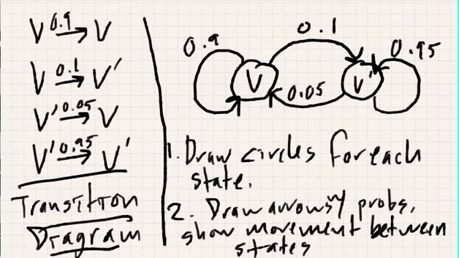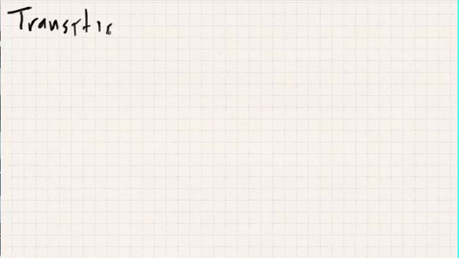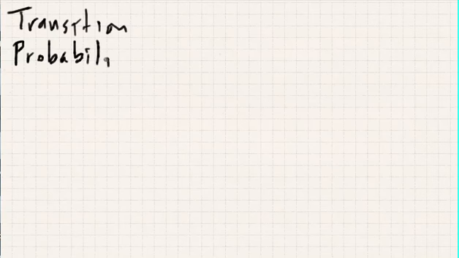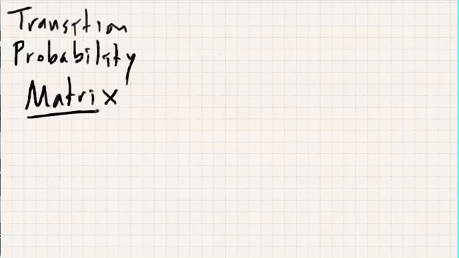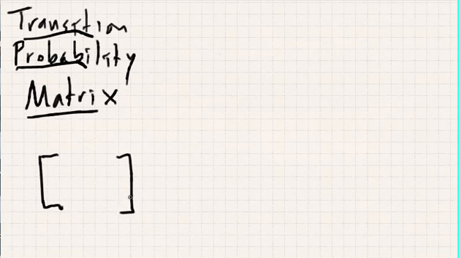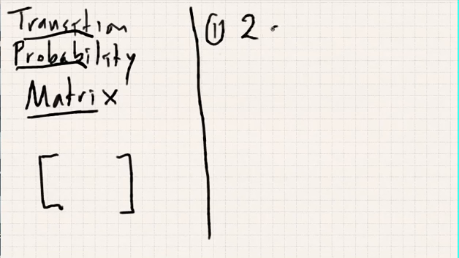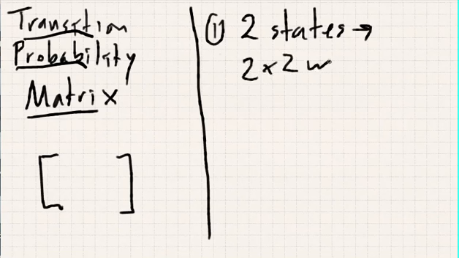But we also represent this using something called a transition probability matrix. This is where getting back to matrices comes in. Now, since I have two states, I will have a 2 by 2 matrix. So let me just draw a 2 by 2 matrix here, and then I'll describe what I'm doing over here.